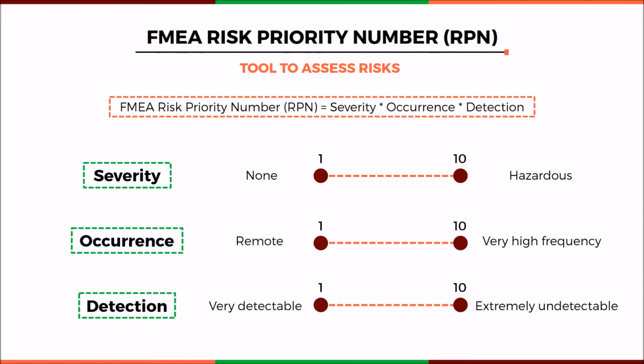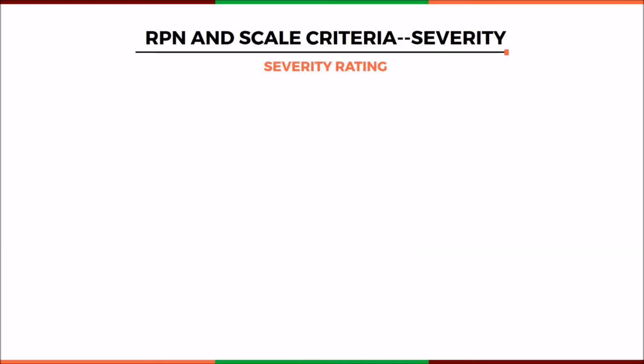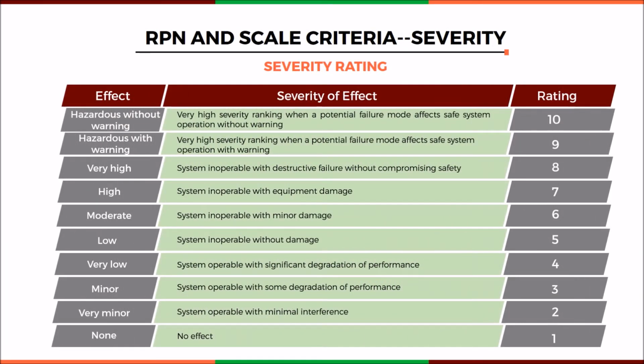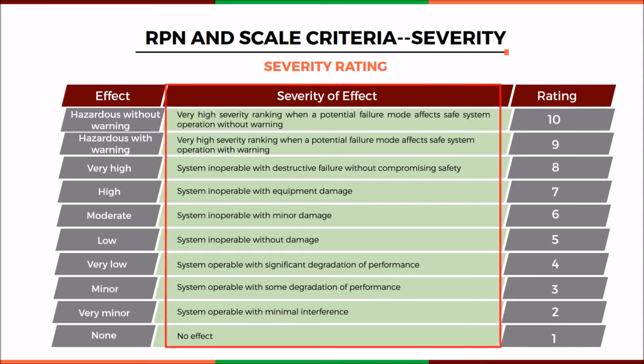Selecting the rating is based on judgment from process experts and the Six Sigma team. However, there are guidelines that help teams select the appropriate ratings. Let's take a closer look at these rating scales. As mentioned earlier, the RPN is calculated by rating each failure in terms of severity, occurrence, and detectability.